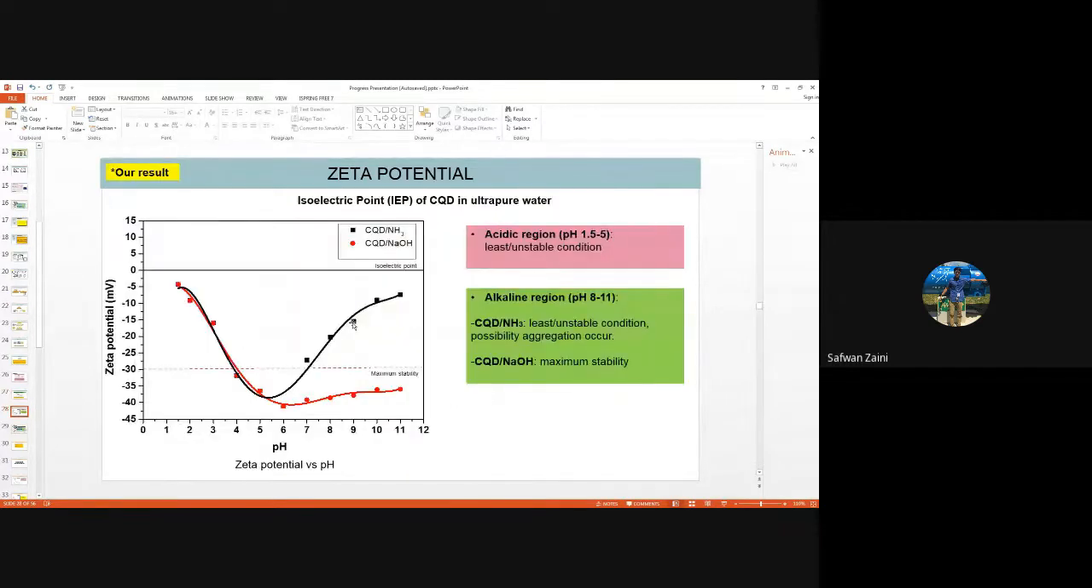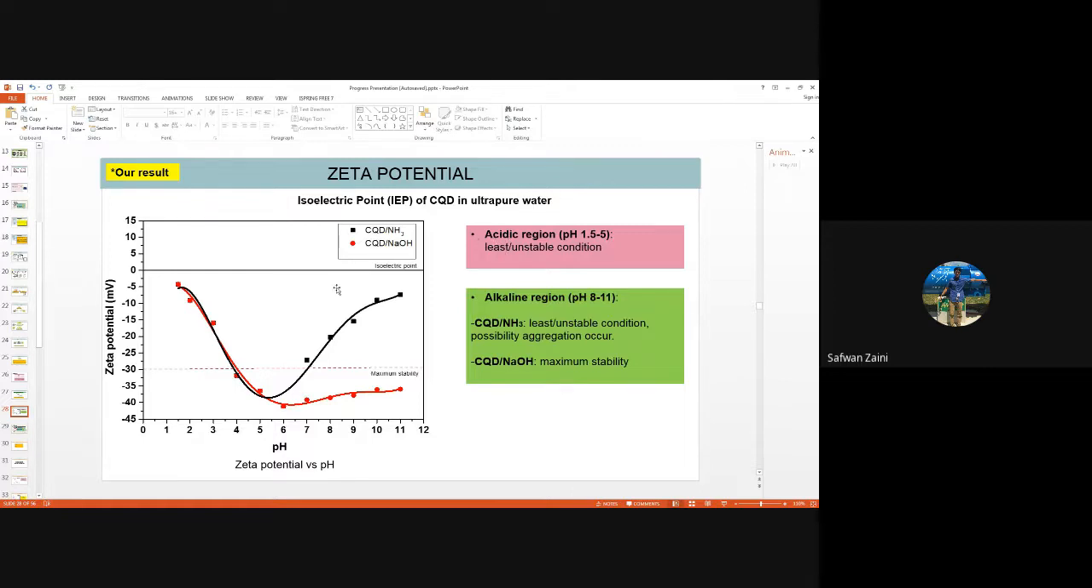Here is the result of our zeta potential or isoelectric point of CQD in ultra pure water. According to the IEP, if you get a zeta potential around 0 to 30, that means your sample is not stable. And if you get more than 30, that means it has reached the maximum stability of the colloidal solution.